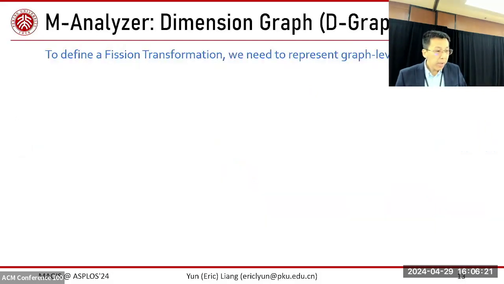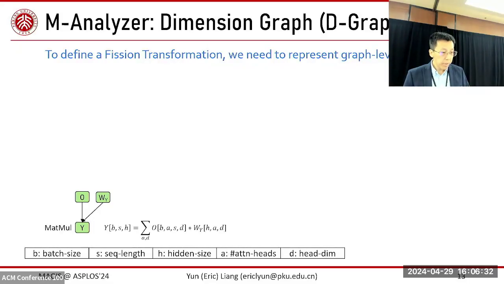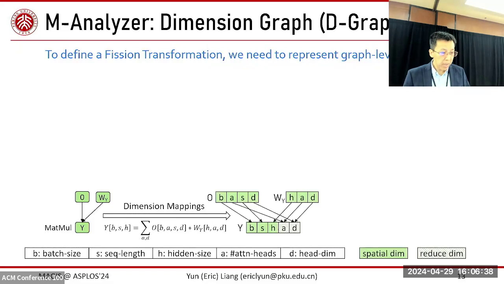Before I introduce the analyzer, we first need to define a Fission transformation. But we need to represent the graph level dimension first. For each operator, in this case MatMul, given the tensor expressions, we can derive the dimension mappings.